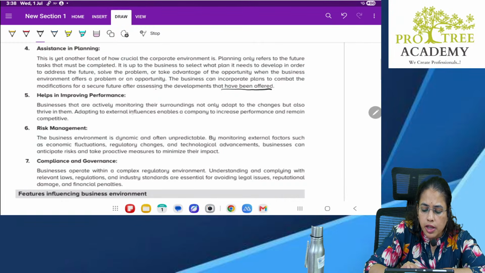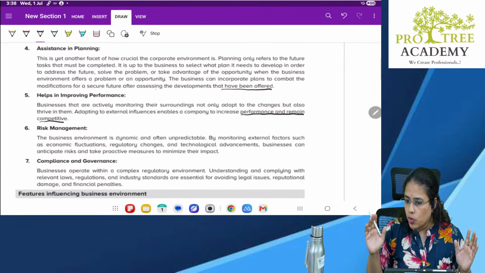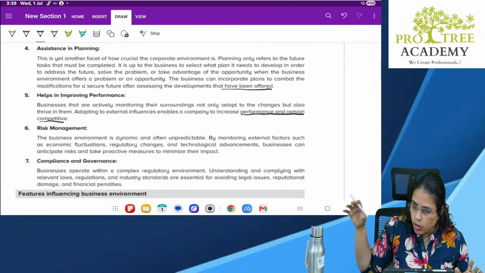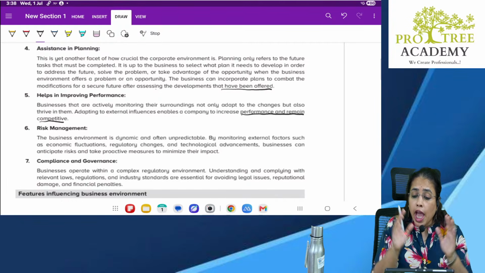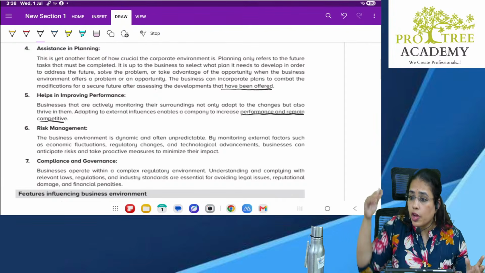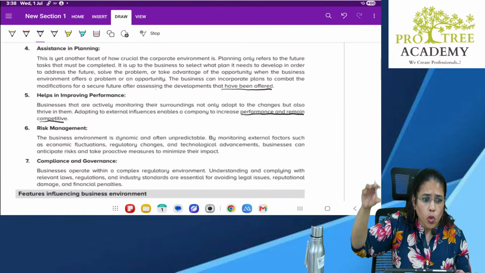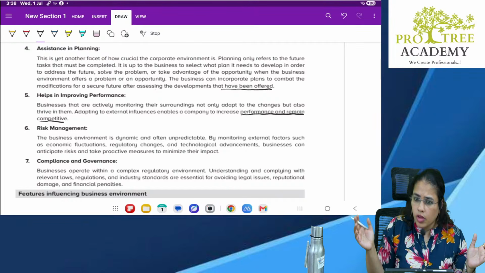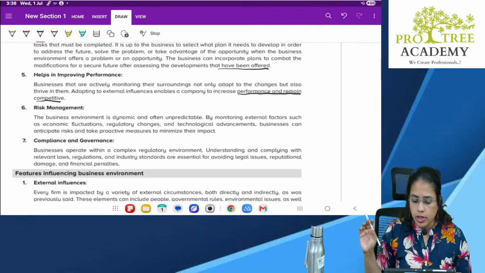Adapting to external influences enables the company to increase performance and remain competitive. Whenever you are monitoring your surroundings well, you will know who the competitors are, who the external influences are, and what is coming. That way you will thrive and come out ahead. You will know what is going on, what you have to do, and what is right for your business, because you are aware of everything. So overall, it will improve your performance.